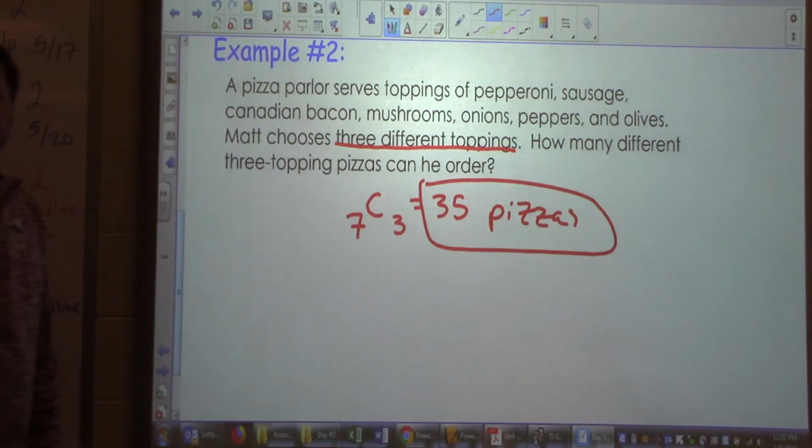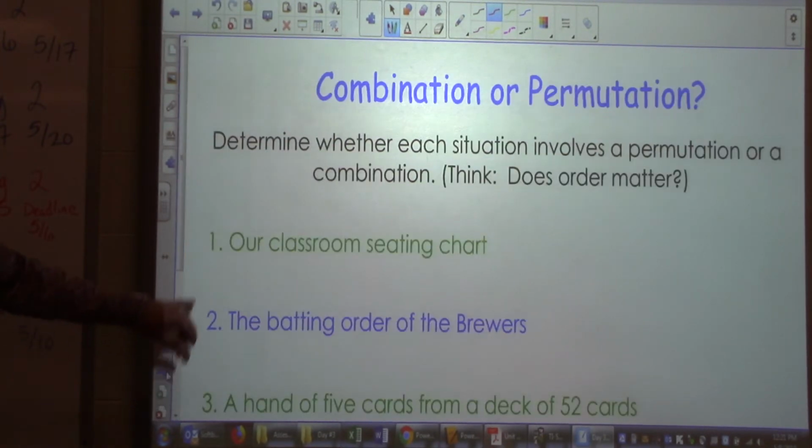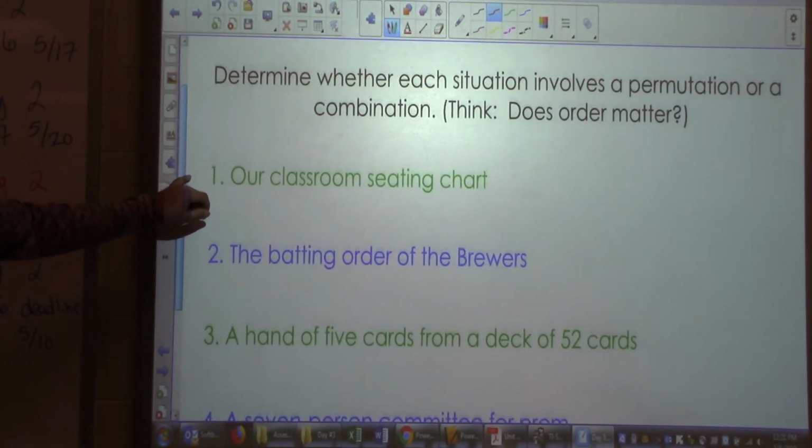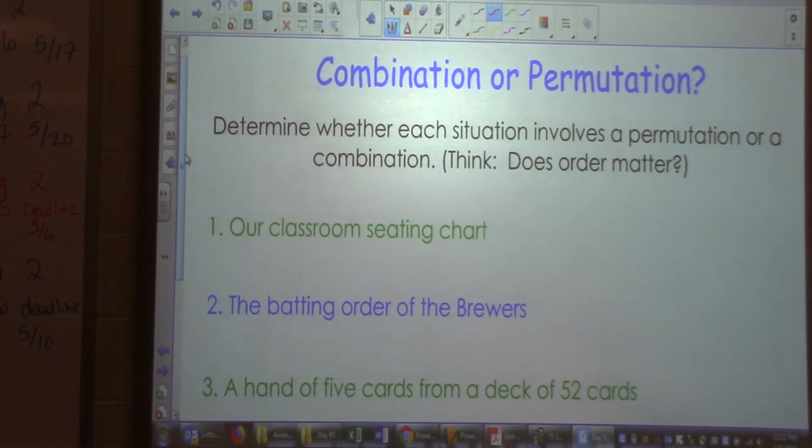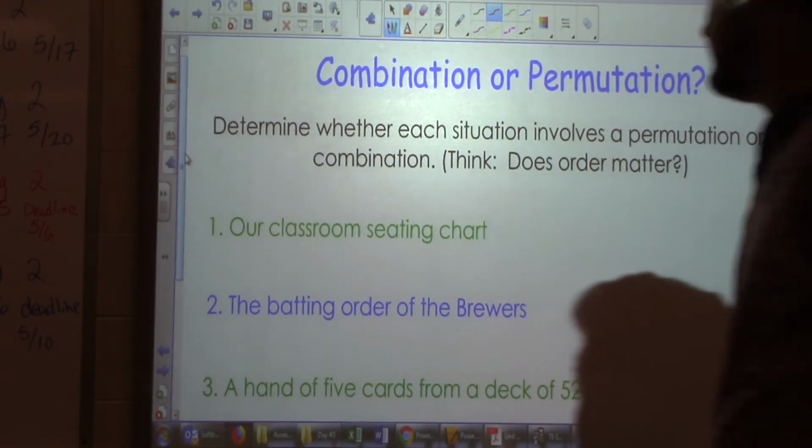All right? Any questions? Last part here. Combination and permutation. So what we need to figure out is whether each situation is going to be a combination or a permutation, and it depends on whether the order matters.